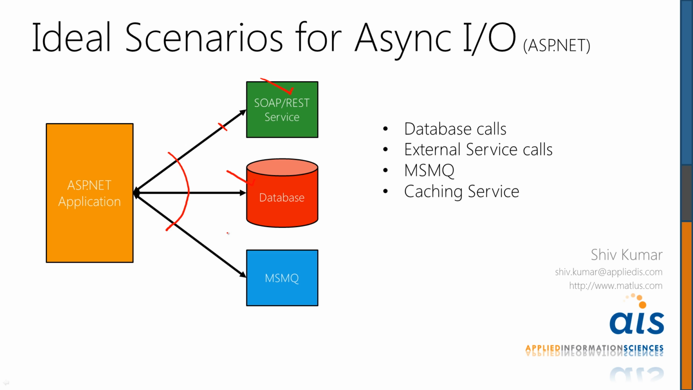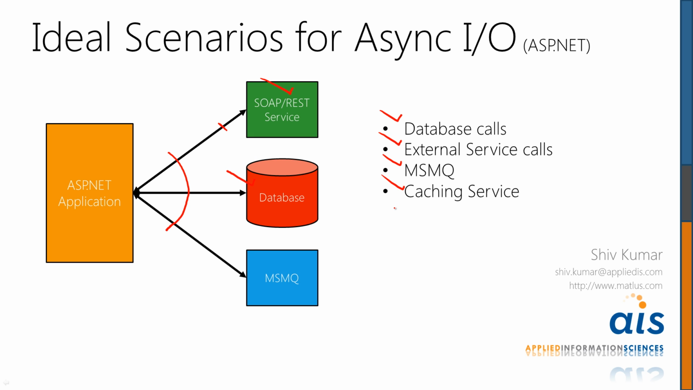And so you should be using the async I/O capabilities introduced in C# 5. So there's database calls, external service calls, MSMQ, any caching services, maybe in-memory caching, AppFabric, etc. They're all async. They're all I/O calls.